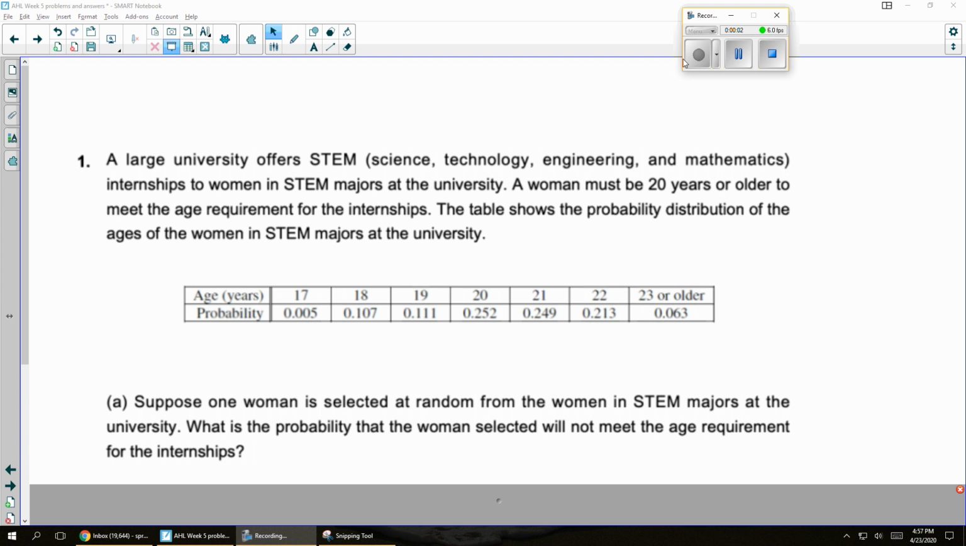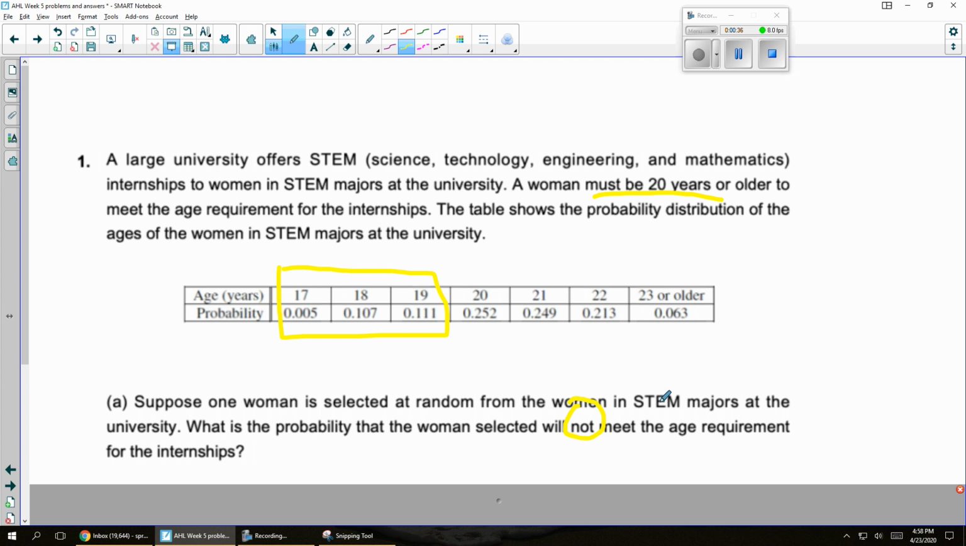Okay, let's look at the problem about ages and probabilities and finding a woman who is of the appropriate age to meet the age requirement for the internship. So part A says, suppose one woman is selected at random. What's the probability the person selected will not meet the age requirement? So not meeting the age requirement, it says she has to be 20 or older. So not meeting the age requirement would be these three numbers. Add those up, and there you have it.